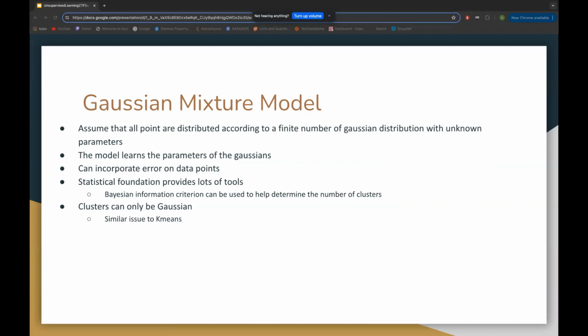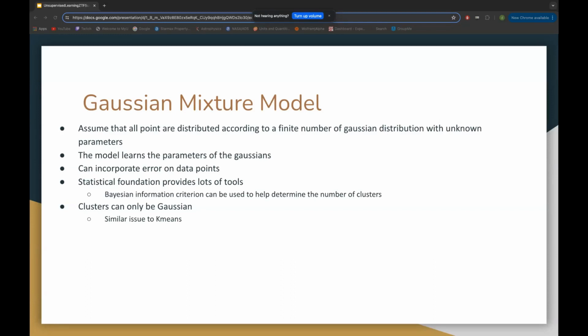And, using the statistical foundation, it's nice because you can use a lot of tools like the Bayesian information criteria to help you determine the number of clusters. So that's something that's in the notebook. And kind of a disadvantage similar to k-means, you're enforcing the shape of your clusters. So here the clusters are assumed to be Gaussian. So if you have non-Gaussian clusters, this is not going to find that.